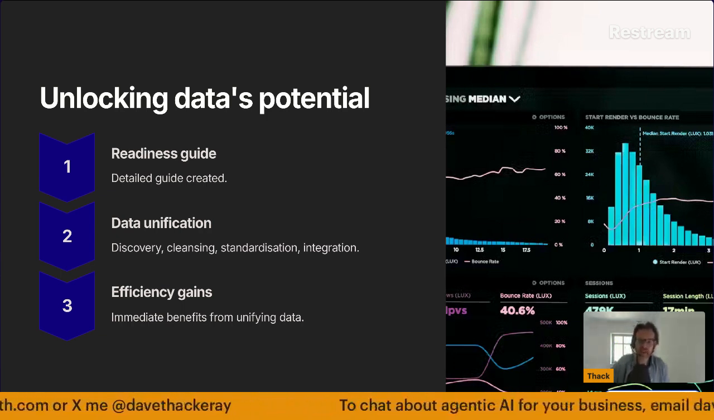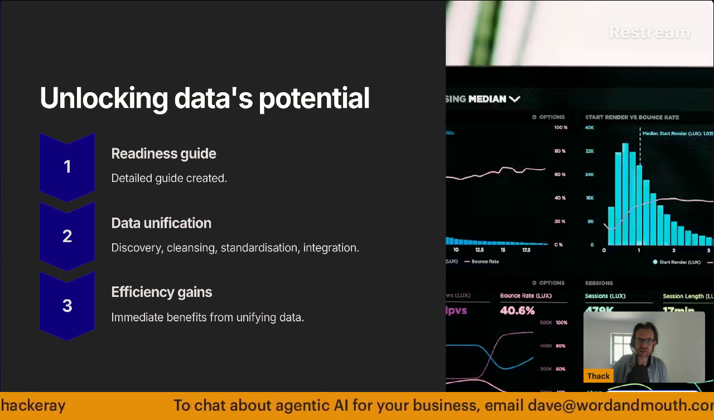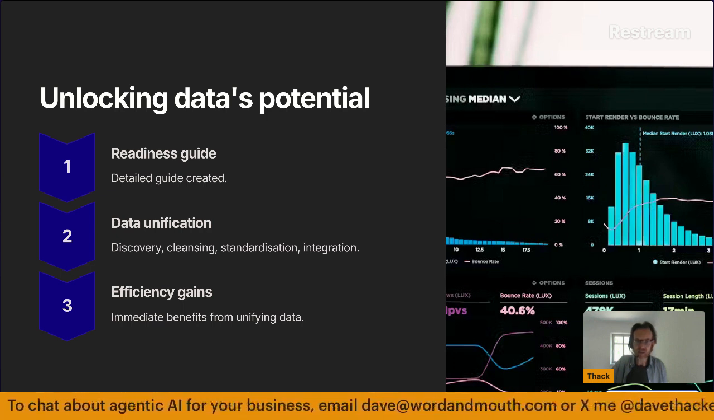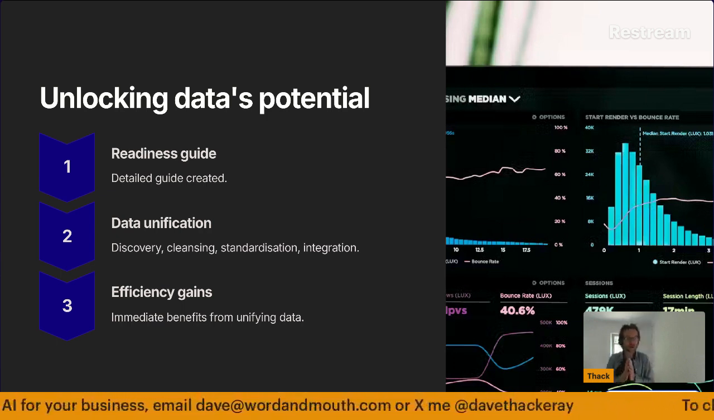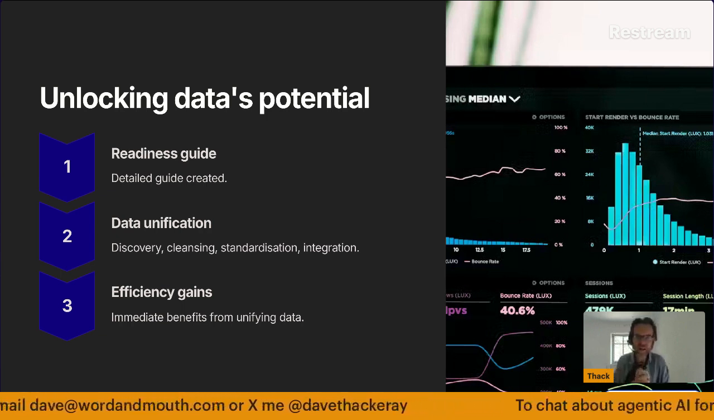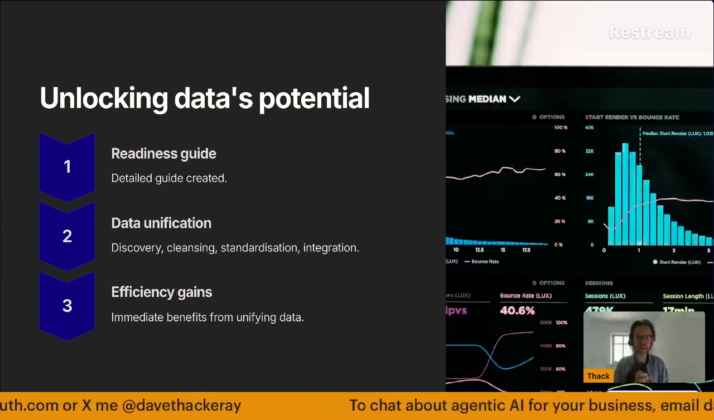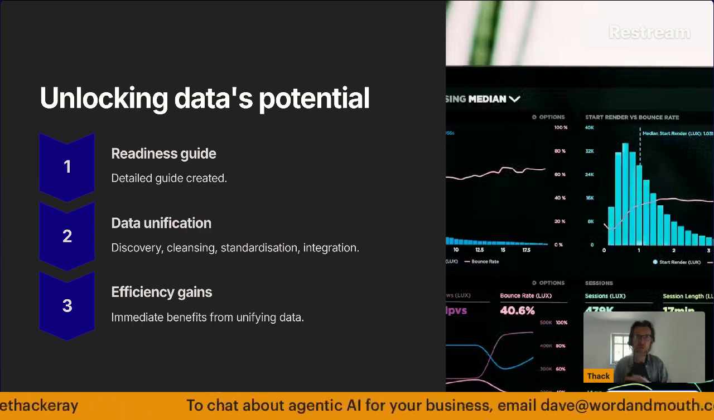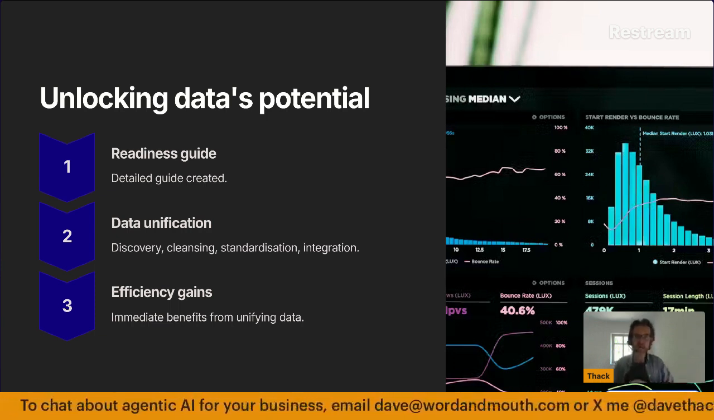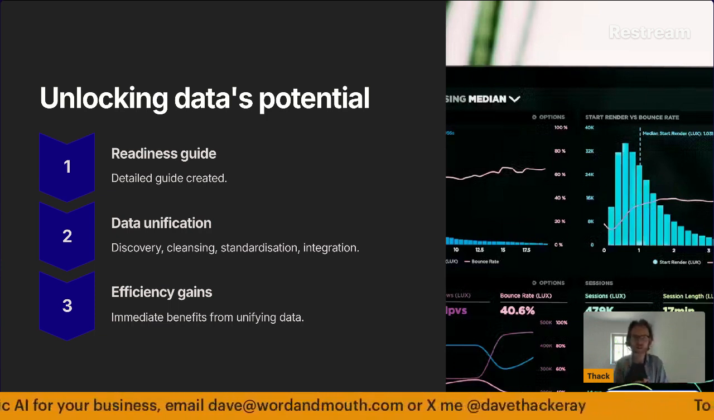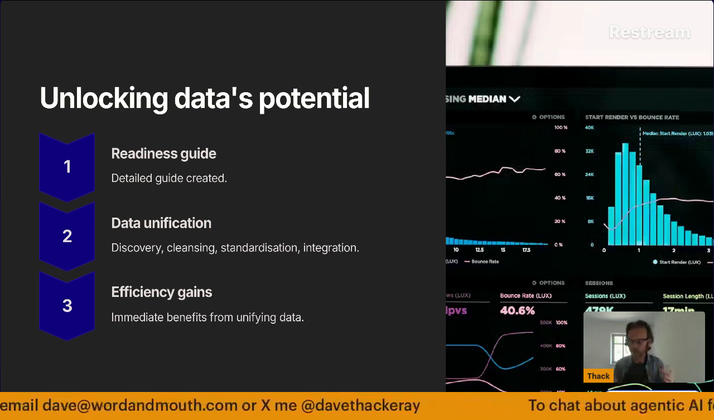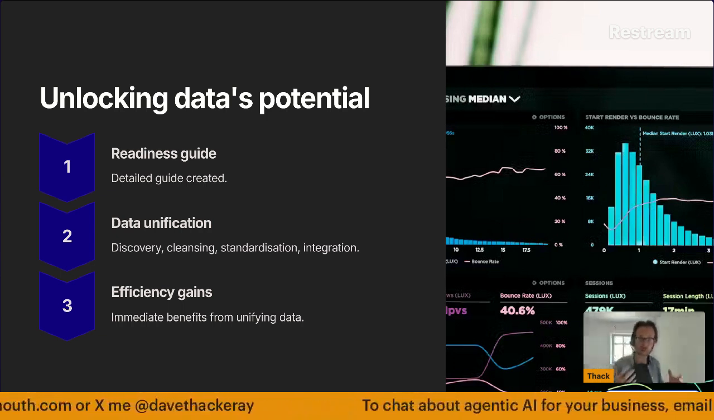So that's really the readiness guide and the data unification, making sure that your data house is in order. And it's not just about agentic AI. This effort to get clear on all of your data sources and your data sets will help you do so many different things. We're going to look today, the demo, in terms of the customer service bot.